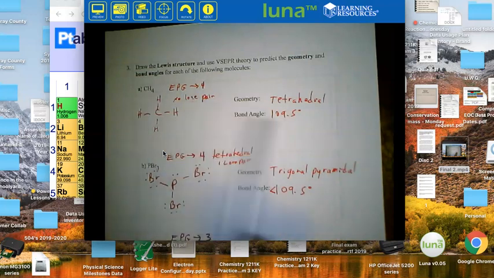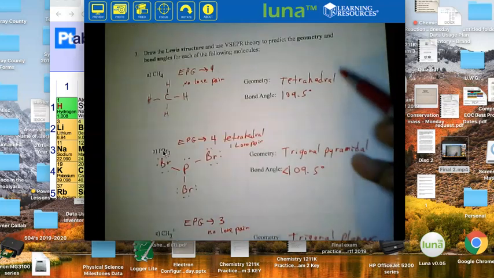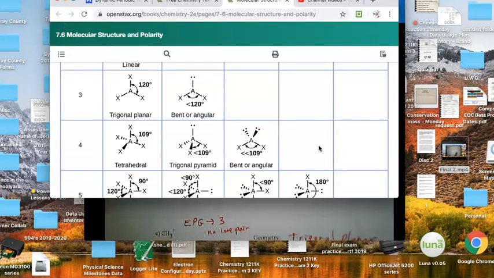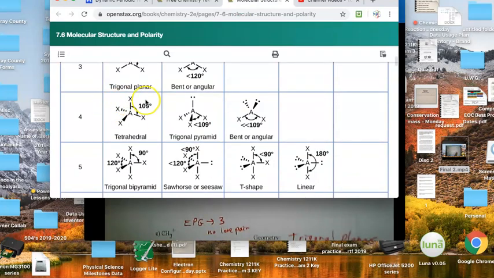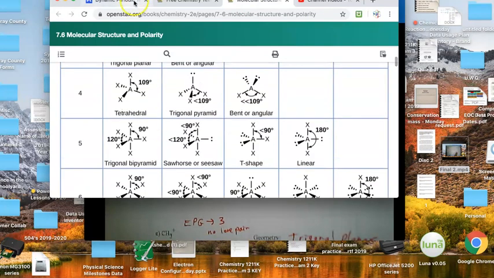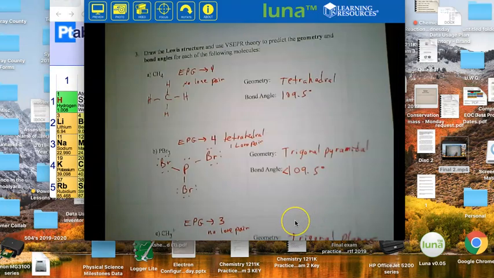It has no lone pairs. Its geometry and its electron pair geometry are both the same. It's tetrahedral. The bond angle for tetrahedral is 109.5. If you look at the table that I asked you to memorize, for tetrahedral, this is the bond angle it's given. That's all in chapter 7, the last section in chapter 7 talks about that.